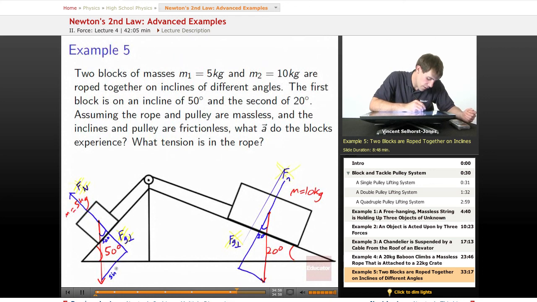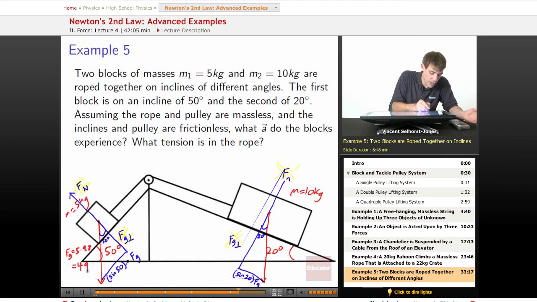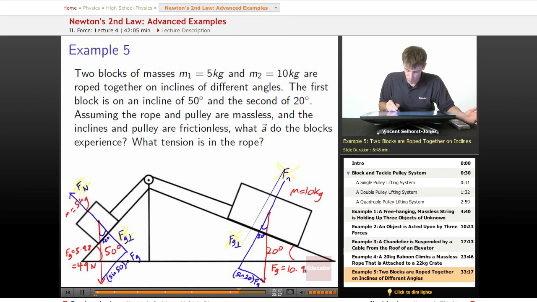So sine 50 times whatever the weight experienced here is, Fg, and over here, it's going to be sine 20 times Fg. We haven't figured out Fg yet, but that'll take no time at all. Fg is equal to 5 times 9.8, which is equal to 49 newtons. Over here, Fg is going to be equal to 10 times 9.8, which is equal to 98 newtons. So if we want to figure out what the parallel components are, we just plug it into our calculator.